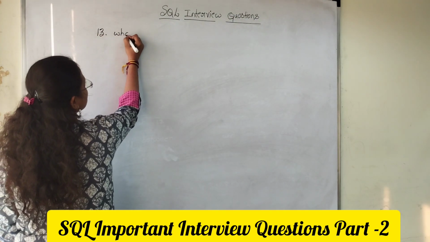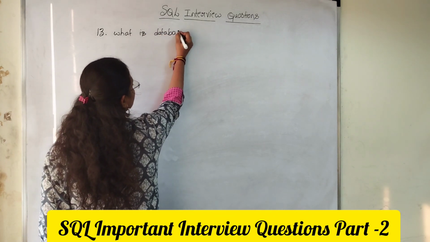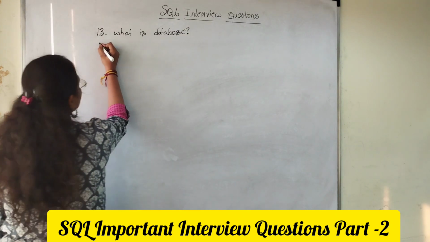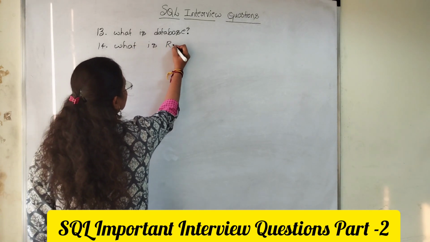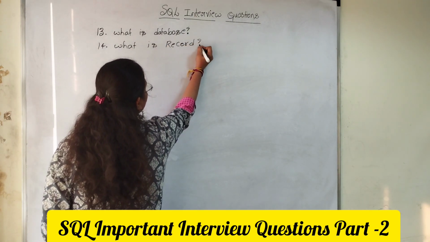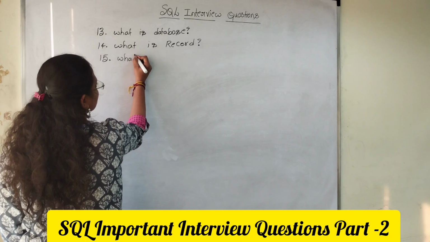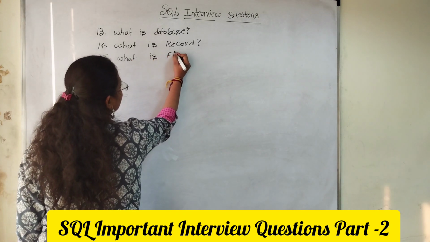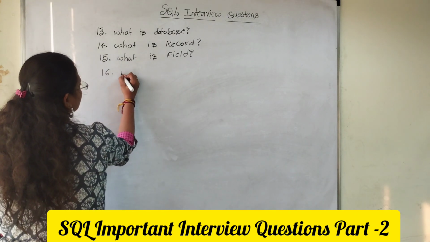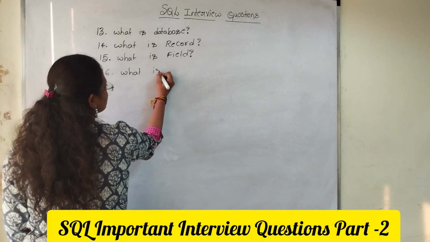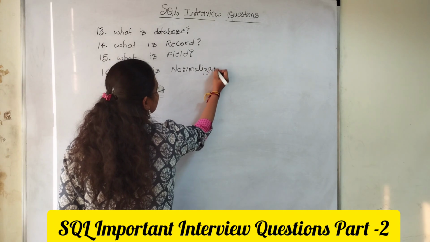What is a database? So next, the 14th one, what is a record? Next, what is a field? Okay, so next, the 16th, what is normalization?